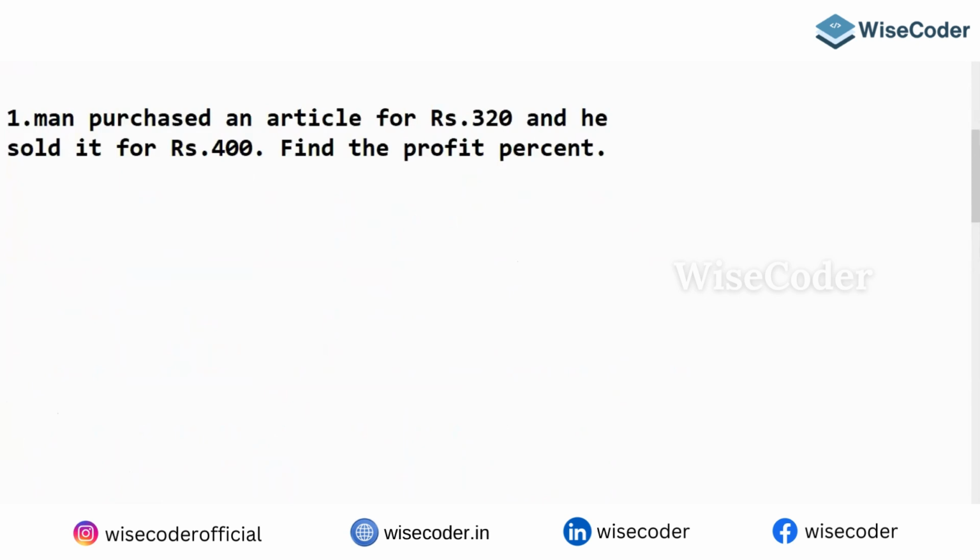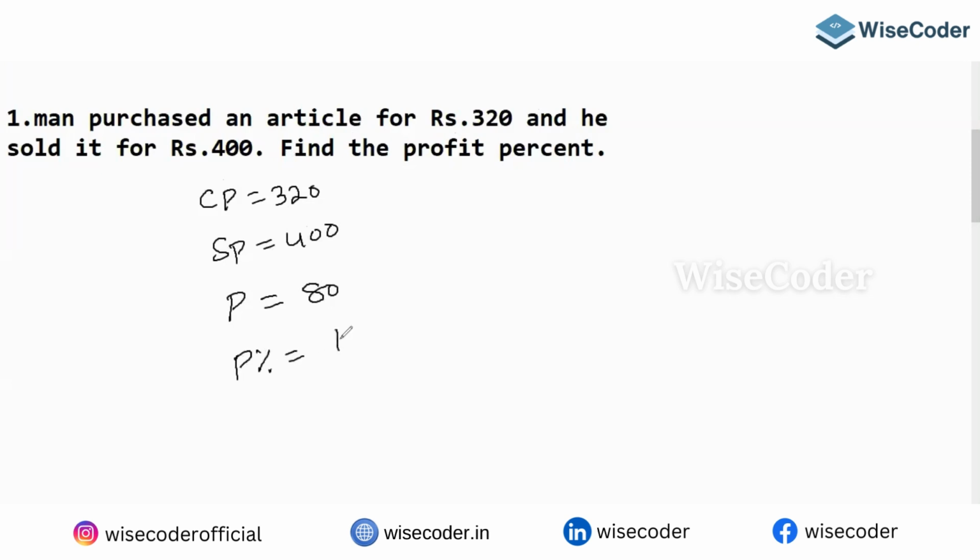A man purchased an article for 320 and sold it for 400. Find the profit percentage. Very easy one. So cost price is 320. Selling price is 400. Now you can say profit is what, guys? 80. What is being asked? Profit percentage.